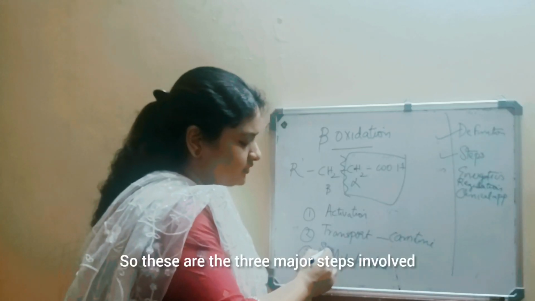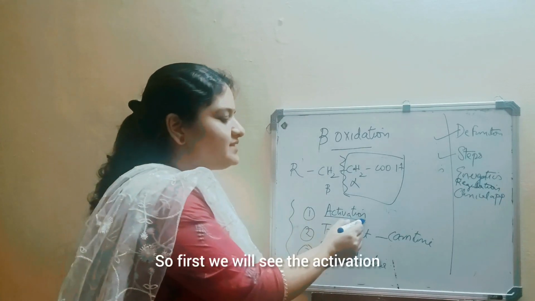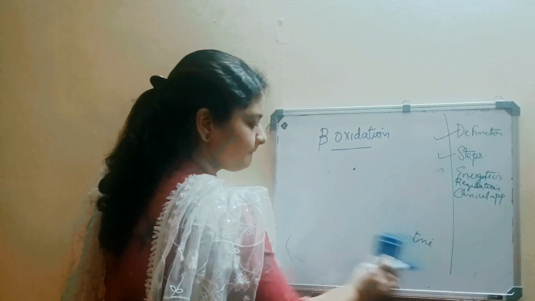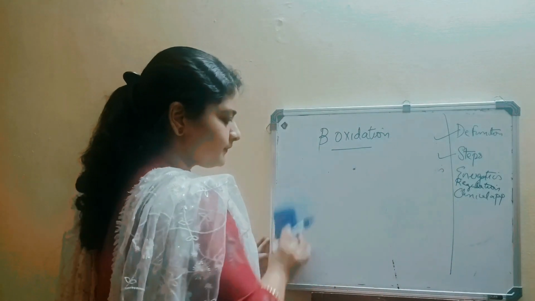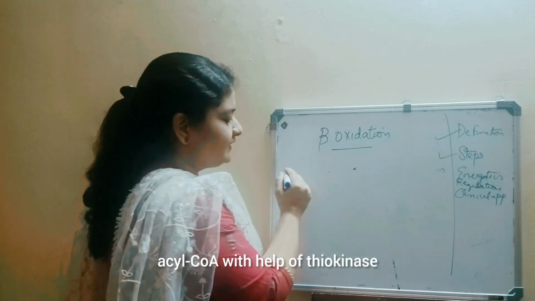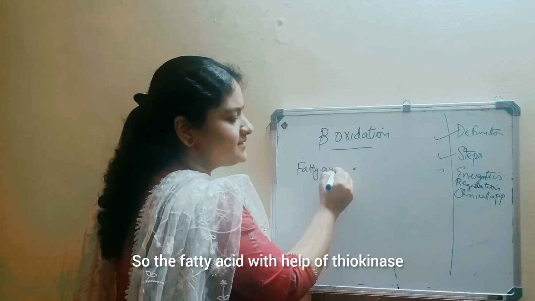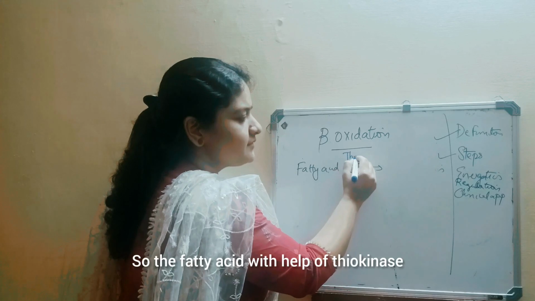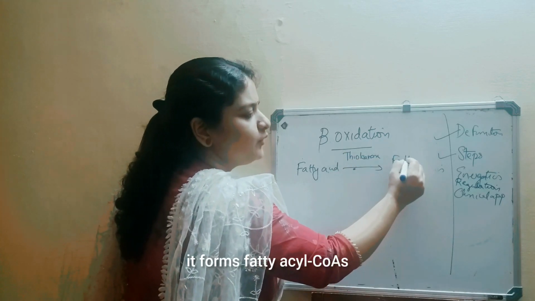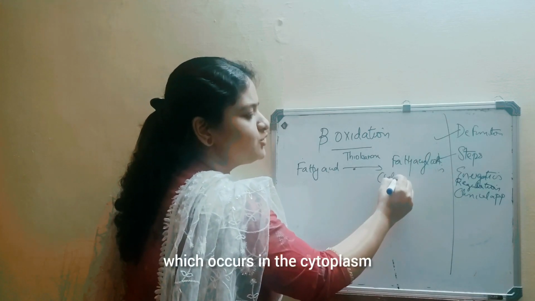Okay, the steps of beta oxidation. These are the 3 major steps involved. So first we will see the activation. In beta oxidation, the fatty acid is first activated to its acyl-CoA with the help of thiokinase. So the fatty acid with the help of thiokinase forms fatty acyl-CoA, which occurs in the cytoplasm.